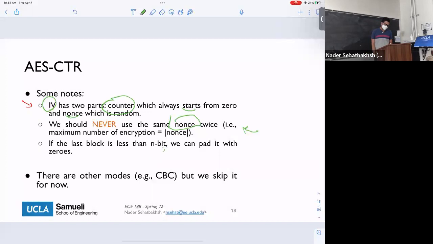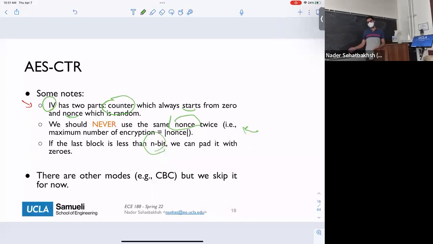And as I said, the last thing I already mentioned is that you need to pad if your last block is not n bits. You can pad it with zeros to get that n bits. And as I said, there are other methods, including CBC, which is kind of like chaining these blocks together instead of using a counter. That one is also pretty quick and very efficient. I won't go over it, but if you're interested, go and check it out.